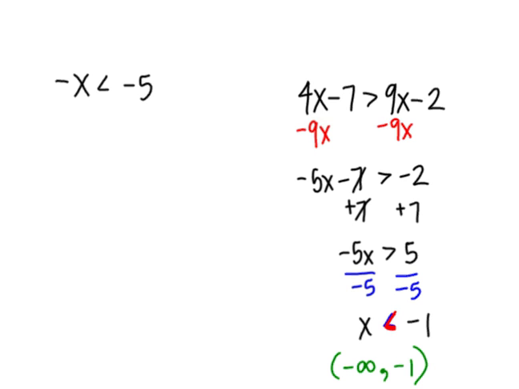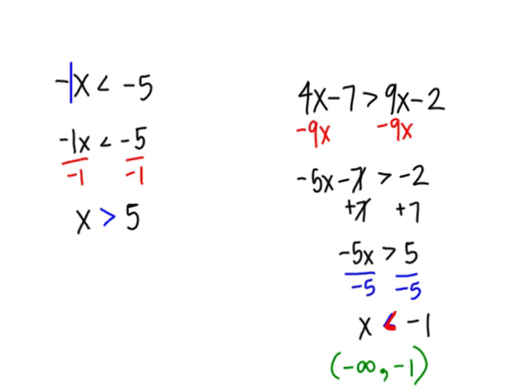We're finally to our last problem of section 2.7. Our last problem says negative x is less than negative 5. Remember, that's understood to be a negative 1x. So to solve this problem out, I'm going to divide both sides by negative 1. But when I divide by a negative 1, I have to flip my sign. So x is greater than 5. Two negatives would make a positive 5 there.